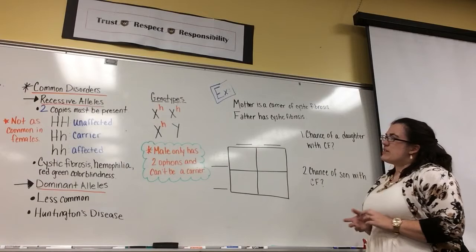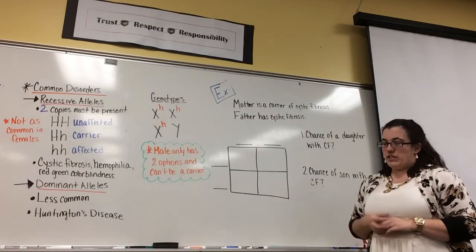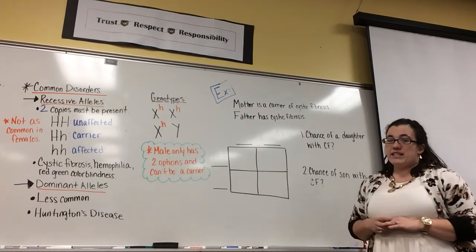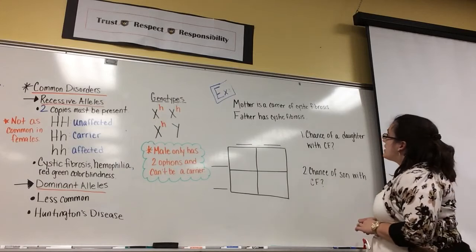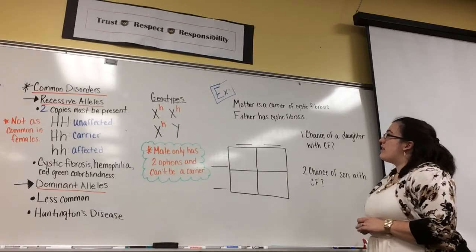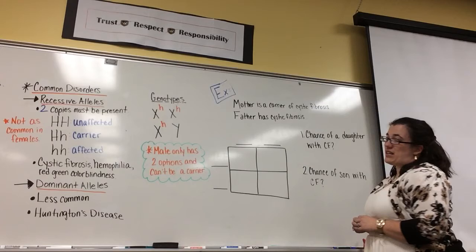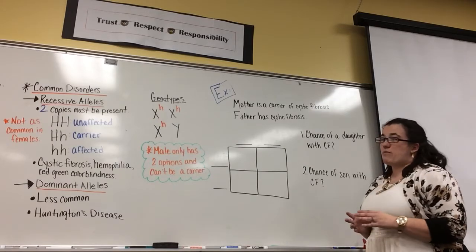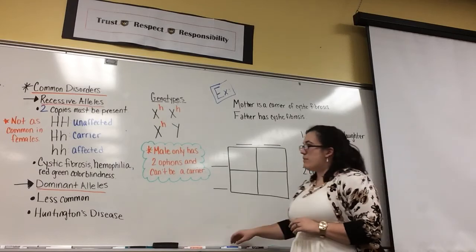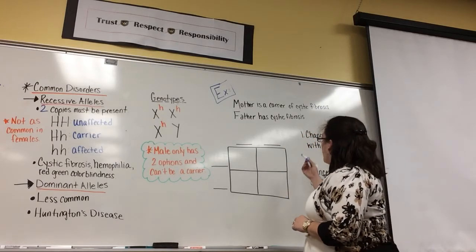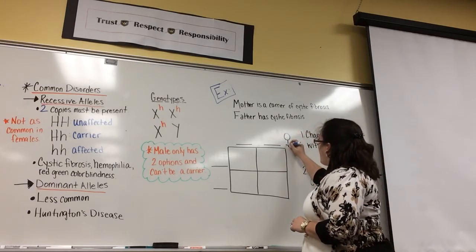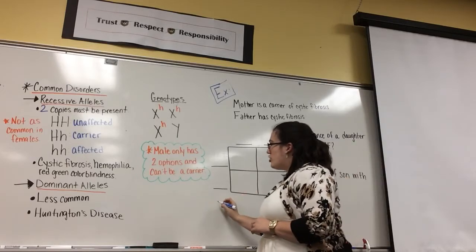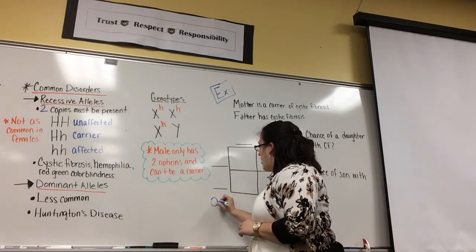Okay, so we're going to do an example talking about cystic fibrosis. If we have a mother that is a carrier for cystic fibrosis, and the father has cystic fibrosis, first off, what we need to do is write the genotype for both the mother and the father. So typically, when you do this, you write the mother here along the top, and then you write the father here along the side.